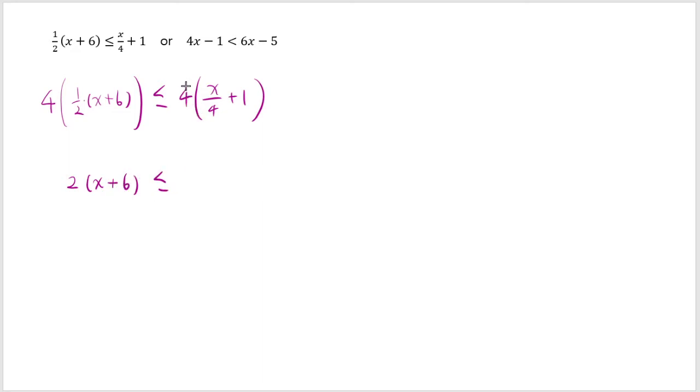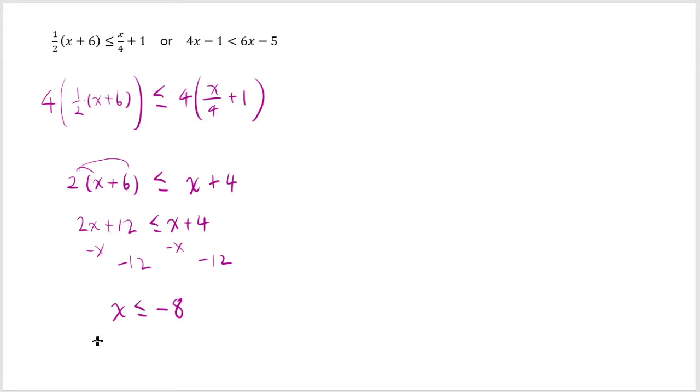And then when 4 is multiplied, 4 divided by 4 is 1, so you just get x, and 4 times 1 would be 4. Multiply them out, you get 2x plus 12. Subtract x both sides, and subtract 12 both sides. And we get that x has to be less or equal to 2x minus x is x, and 4 minus 12 is negative 8. So that's the answer to the first one.